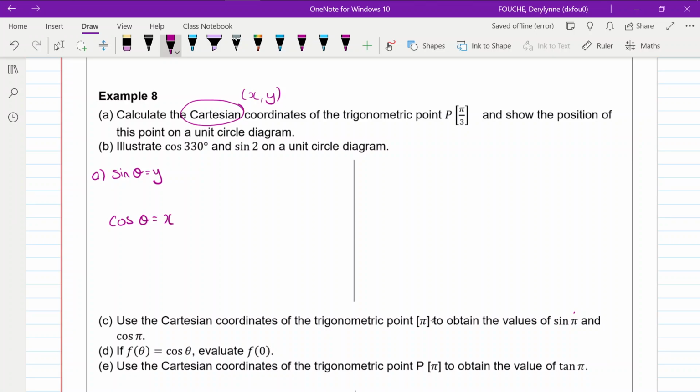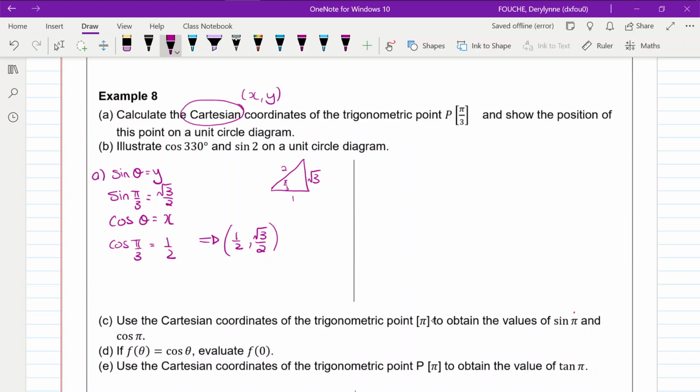Okay, and I know that sine of pi on 3 is root 3 on 2, and I know that because in my triangle, my angle pi on 3, I know that I've got 1, 2, and root 3. So sine is root 3 on 2, and cos of pi on 3 is going to be a half. So that means my x and my y values would have to be a half and root 3 on 2.